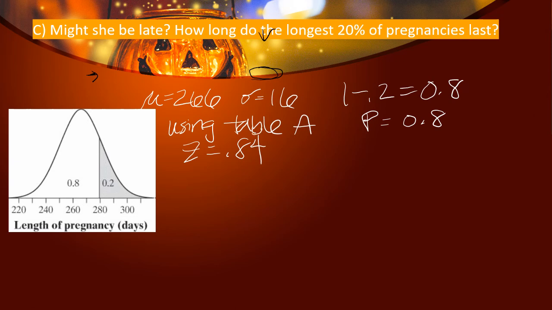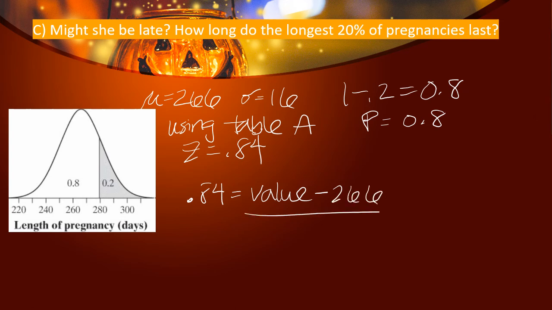Using table A, I got this z-score. Well, that's great. I want to know what the longest amount of time is though. So all I have is a z-score. So now I need to solve for my value. So I'm going to set my z-score equal to the formula of value minus my mean, 266, divided by 16.